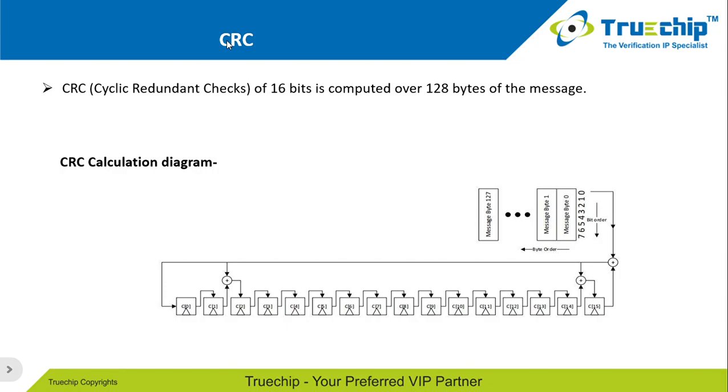So let's have a look at CRC. The cyclic redundancy check of 16 bits is computed over 128 bytes of the message. So a CRC of 2 bytes will be added by the transmitting adapter layer over every 128 bytes in the flit, and the receiving adapter layer will remove the CRC. Here we can see the CRC calculation diagram, which tells us how the CRC is calculated and added in the main flit through the adapter layer.